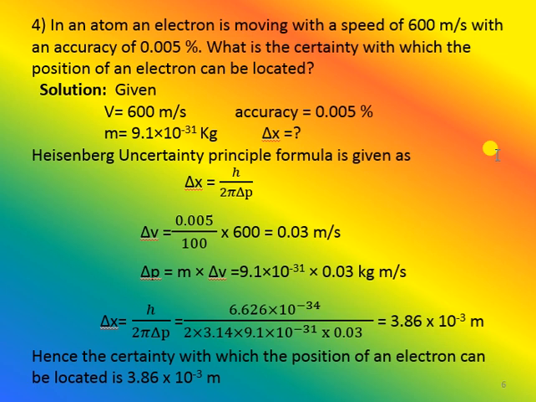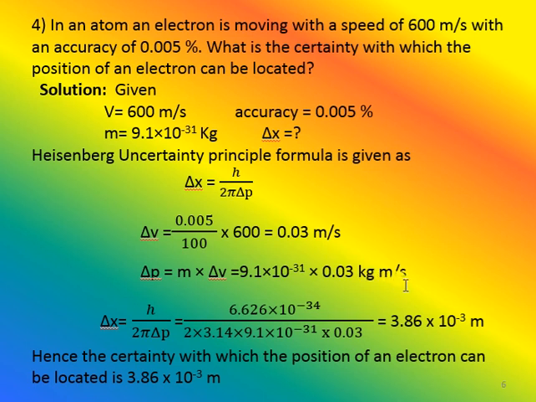Here we have to use this formula delta x equal to h upon 2 pi into delta p. Delta v, that is uncertainty in velocity, is equal to accuracy 0.05 divided by 100 into velocity 600 meter per second, that is equal to 0.03 meter per second. Now uncertainty in momentum is equal to mass into uncertainty in velocity. Mass is 9.1 into 10 raised to minus 31 into 0.03, that is kg meter per second.